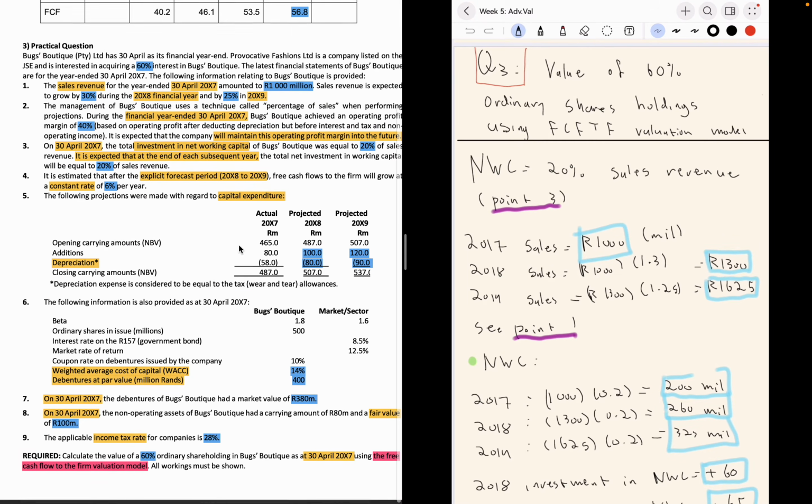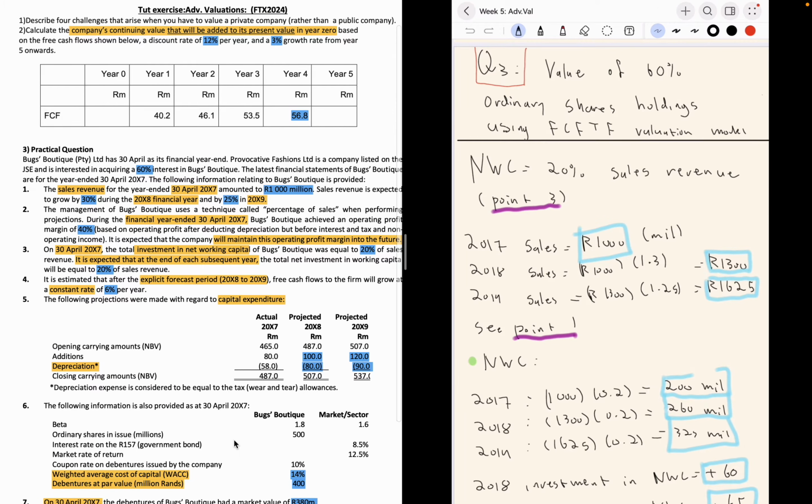Okay, let's go to the question. The question says, calculate the value of a 60% ordinary shareholding in Bugs Boutique as at 30 April 2017 using the free cash flow to the firm valuation model. All workings must be shown. So this tells us two things. One, because they ask for the value as at 30 April 2017, we're definitely going to have to do quite a bit of discounting. And they tell us to use the free cash flow to the firm valuation model. So we should be somewhat comfortable with that by now.